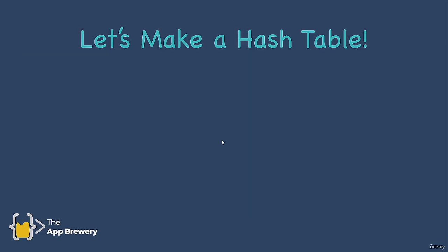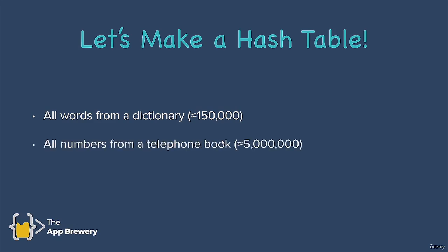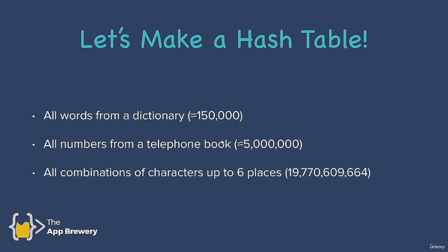So what if they didn't use one of the most common passwords and instead they use something else, say their date of birth or their pet's name? Well, let's see how we would make a hash table if we were a hacker. You would probably start with all the words from a dictionary, and this is where the term dictionary attack comes from. You create hashes from all the possible words in a dictionary, and that will only be about 150,000 hashes that you would need to create. And then you add to that hash table all the numbers from a telephone book and all the combinations of characters up to 6 places.